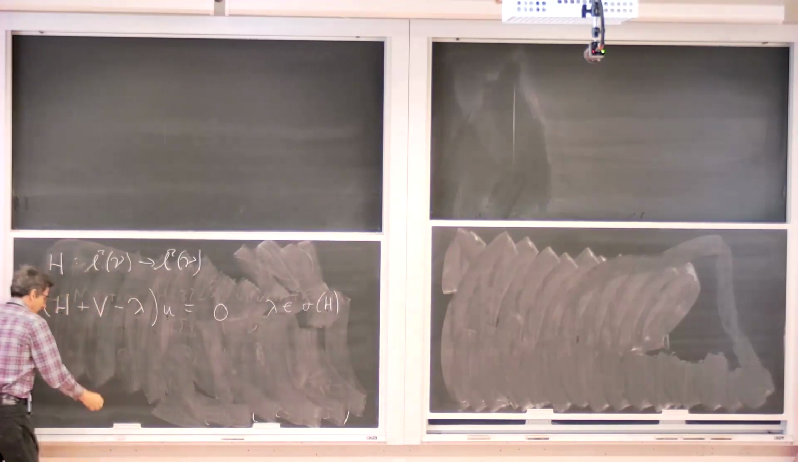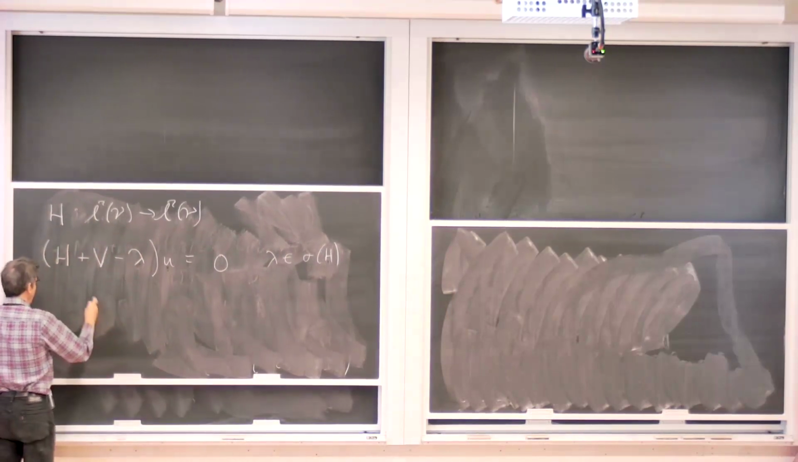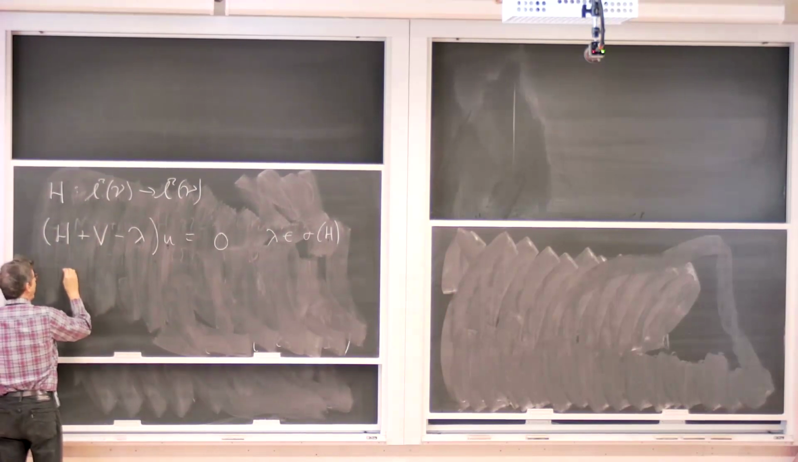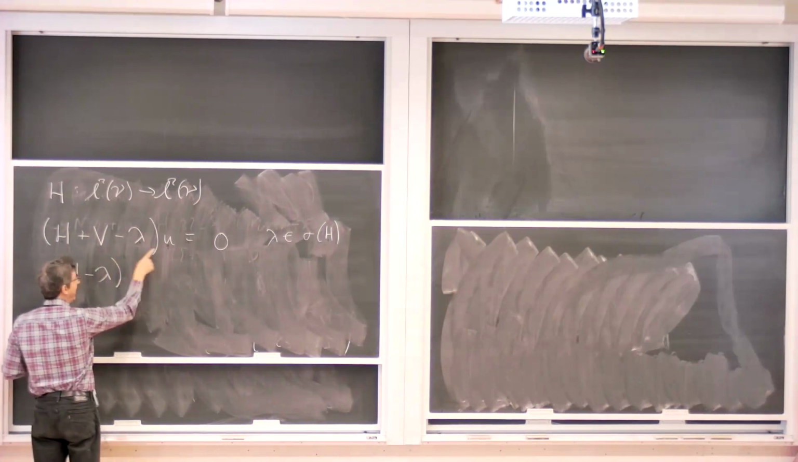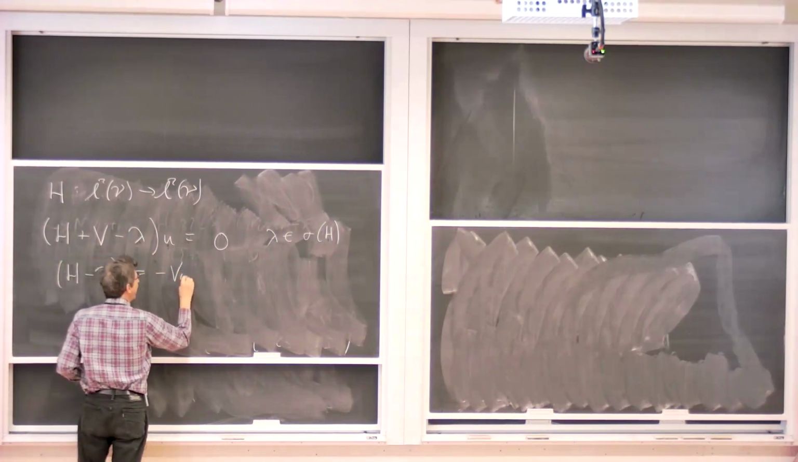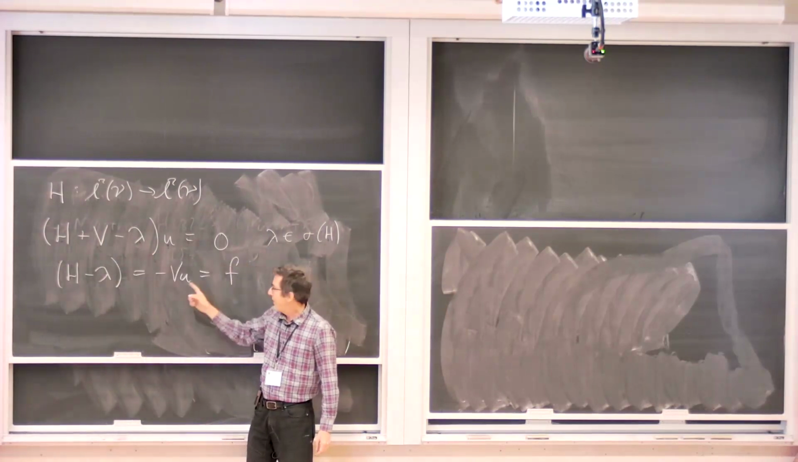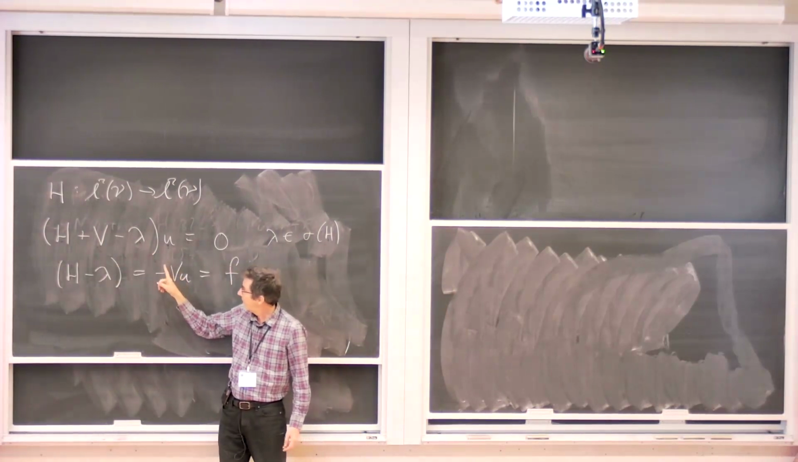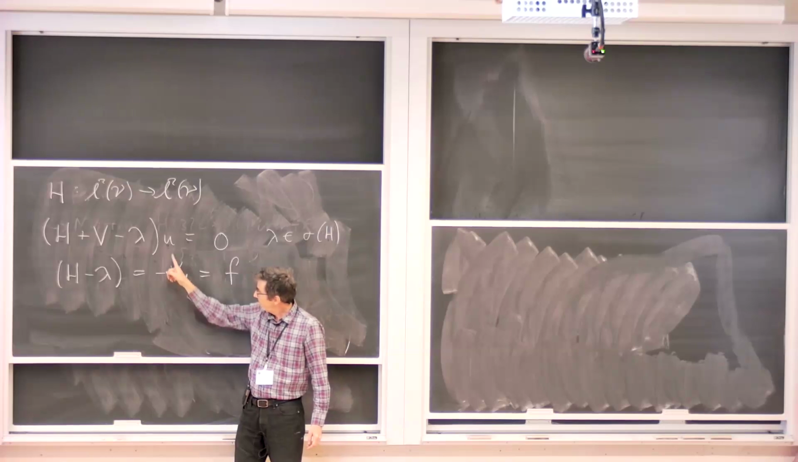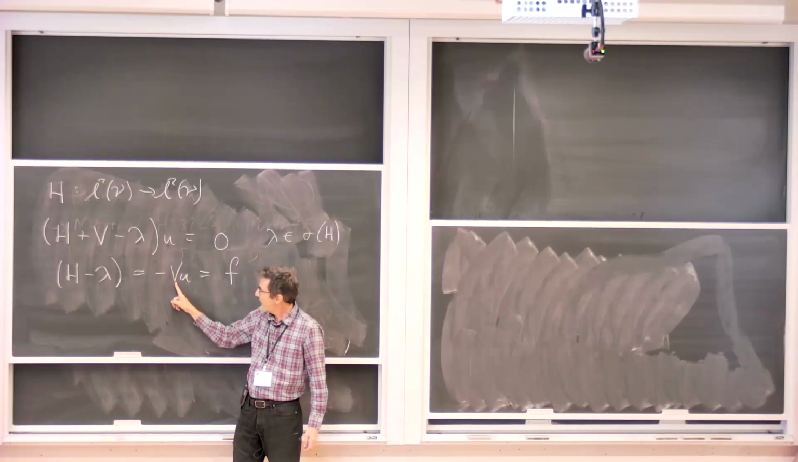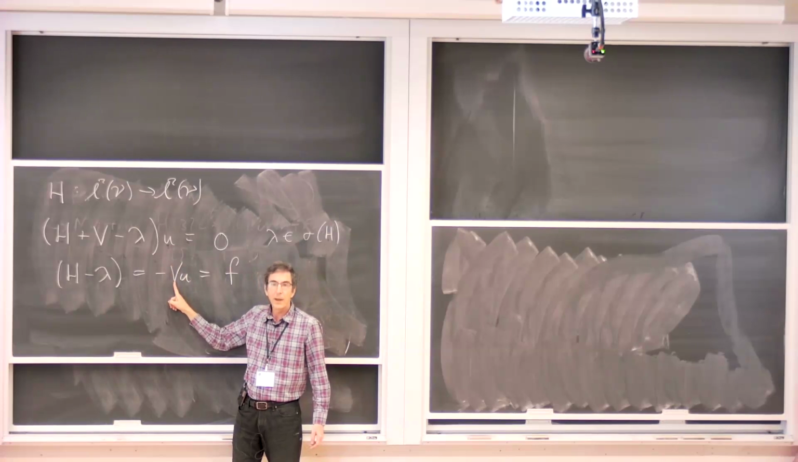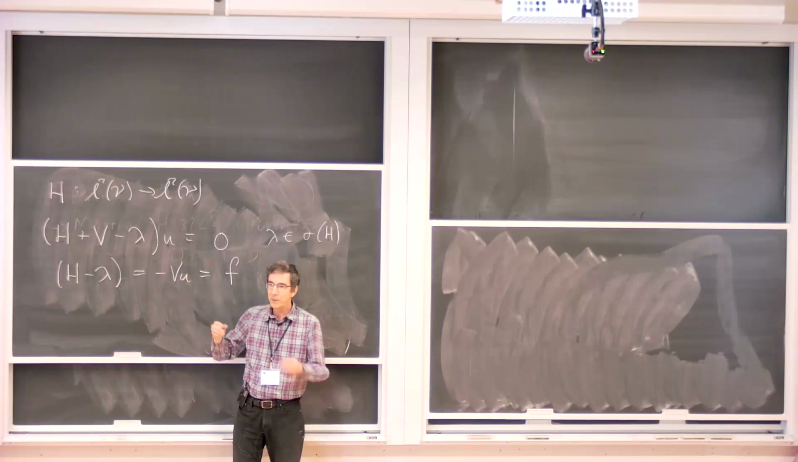All right, so let's take a look at this problem, and I want to parse it in a slightly different way. Suppose I now take the V times the U and put it on the other side, and I just call this f. So this is the state multiplied by a compactly supported potential, which now becomes a compactly supported what we call a source or a forcing function.